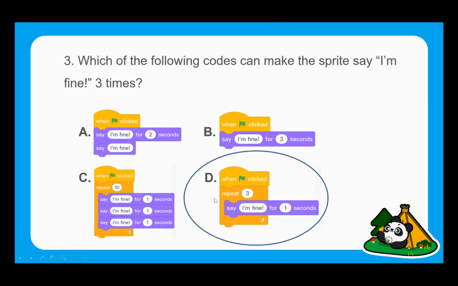You could have got the 3 times, but it's actually repeating it 10 times, so it wouldn't be quite right. And this one is doing it for a total of 3 seconds rather than doing it 3 different times. And this one is a combination of 2 times. It's really saying it. Okay, so hopefully we again have got all of those correct.